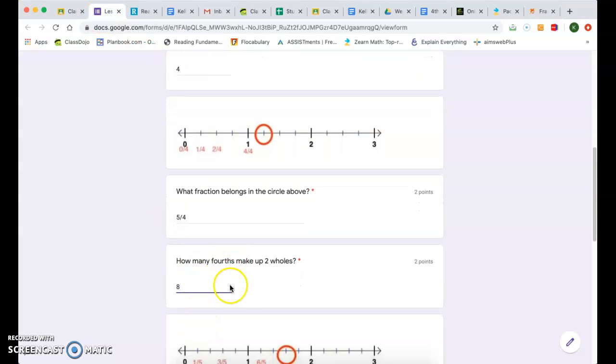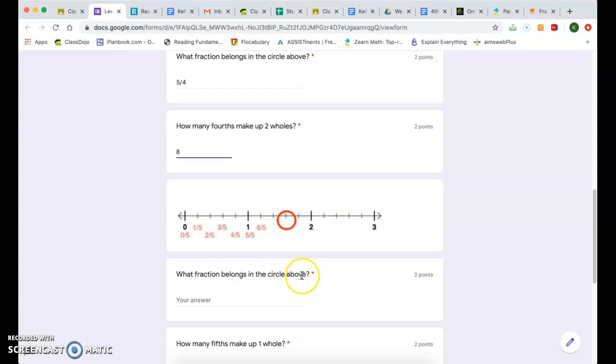So 8/4. What fraction belongs in the circle above? Most of you got this one wrong because you didn't realize that there was another tick mark there. So we have 0/5, 1/5, 2/5, 3/5, 4/5, 5/5, 6/5. This should be 7/5, and the circle is 8/5.